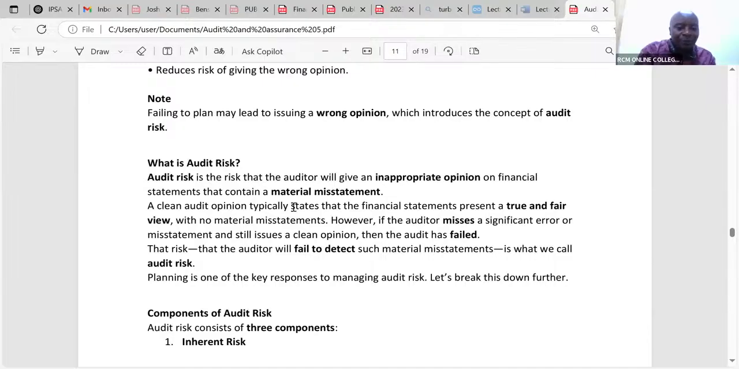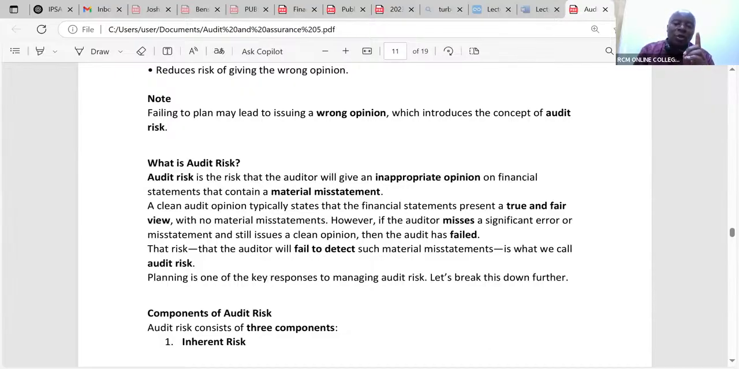A clean audit opinion typically states that the financial statements present a true and a fair view with no material misstatements. That's a clean audit opinion. However, if the auditor misses a significant error, when you are perusing through your financial statements and your evidence, if you miss a significant error or a misstatement and still you issue a clean opinion because you missed that error, then the audit has failed. That risk that the auditor will fail to detect such material misstatements is what we call audit risk. Planning is one of the key responses to manage this audit risk.